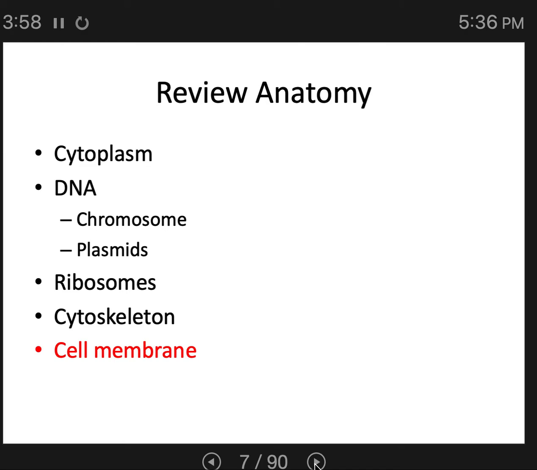DNA. So DNA is the genetic material. All living things use DNA as their genetic material. So bacteria and archaea have a single circular chromosome, and then also tiny little circular plasmids. Now this is different from our cells, which have many chromosomes and they're linear. So they're disconnected from each other. They're like a straight line.